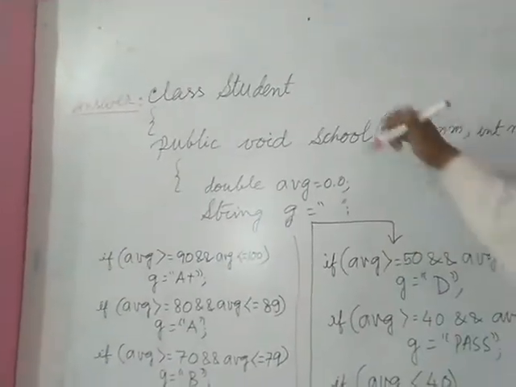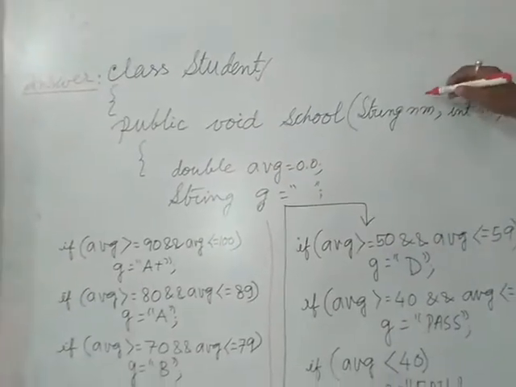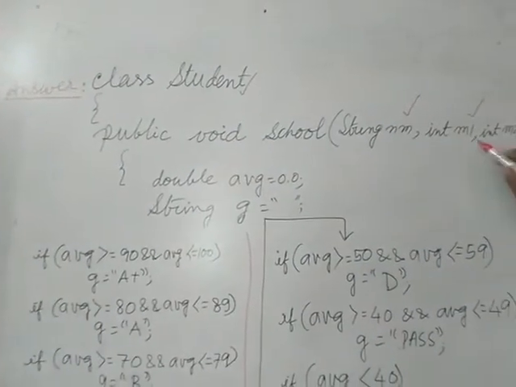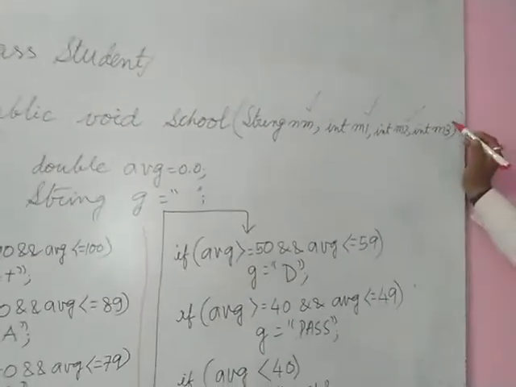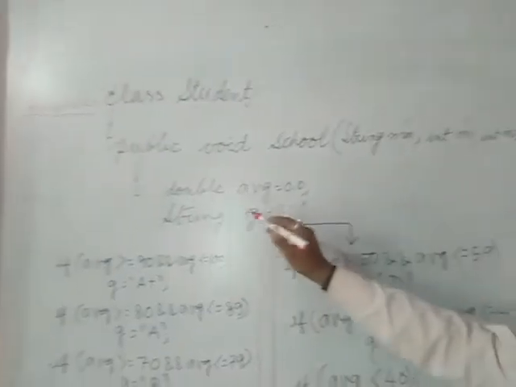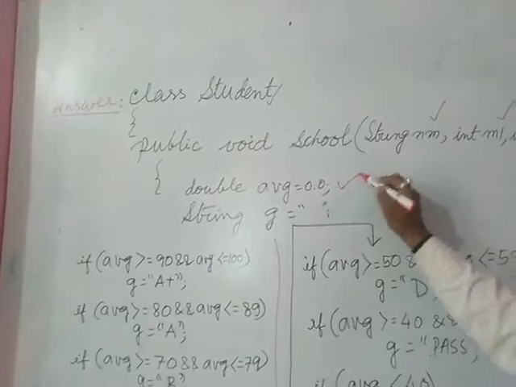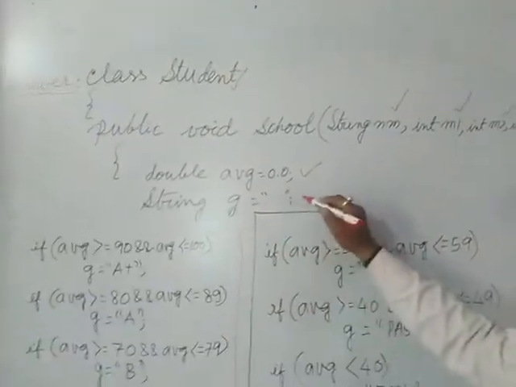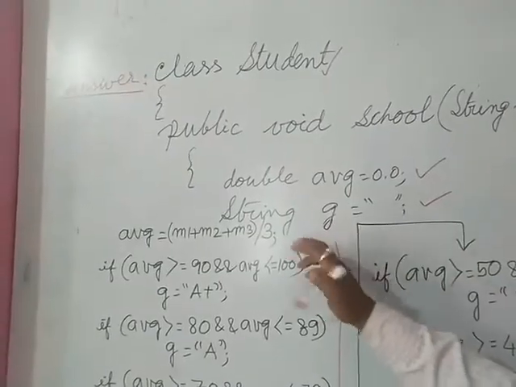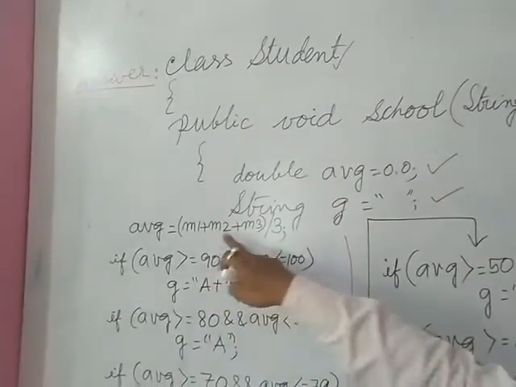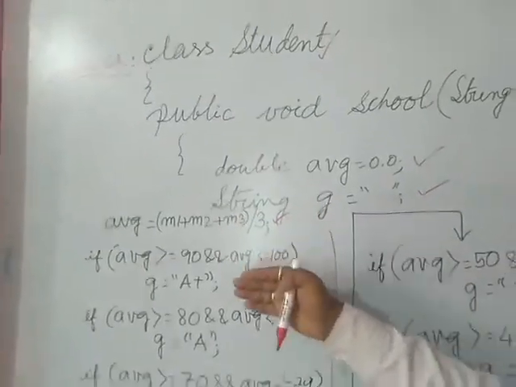Now I'll show how to write a program based upon this, then the concept will be clear. We'll see the program. Class name Student, public void school. The inputs are name, marks of the first subject as M1, second subject marks as M2, third subject marks as M3. Here I am declaring the average as double AVG and the grade as String G. Now I am finding the average: M1 plus M2 plus M3, whole divided by 3.